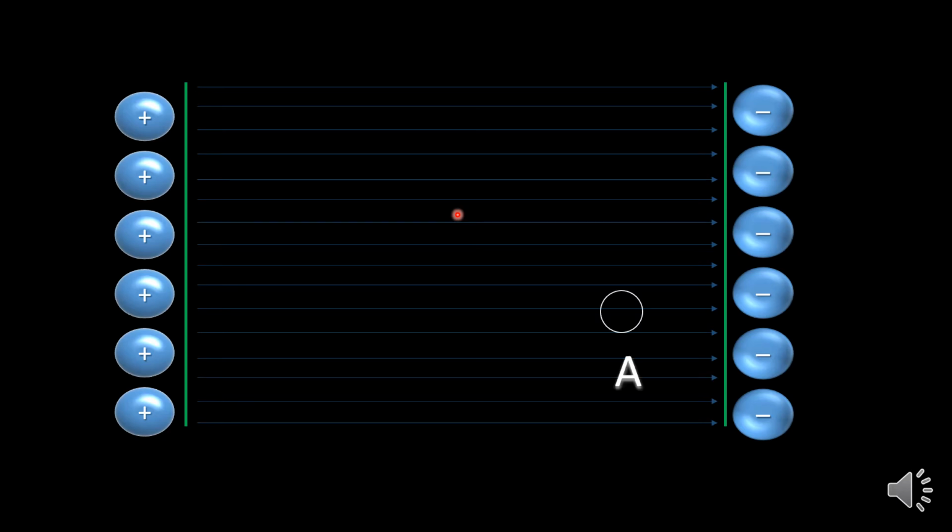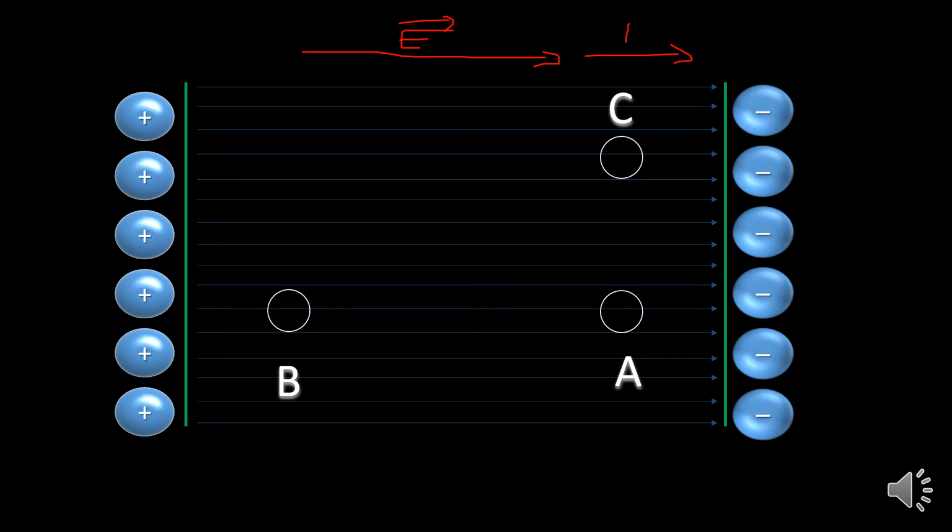So let us consider point A, point B, and point C. So here the electric field is from positive to negative, and so the direction of force will also be from positive to negative. So keeping that in mind, let us place some charge at say point A. Now what will happen if the charge goes from A to B? How do I understand work done in this case, A to B? Is it positive or negative?